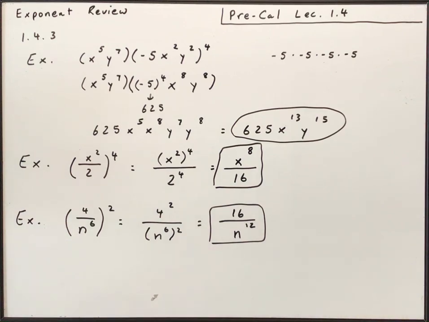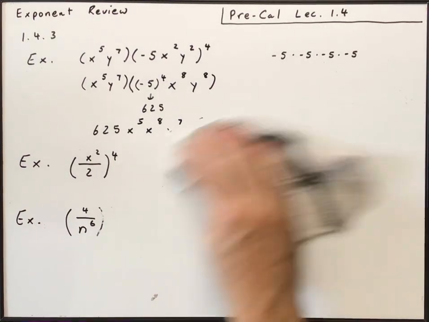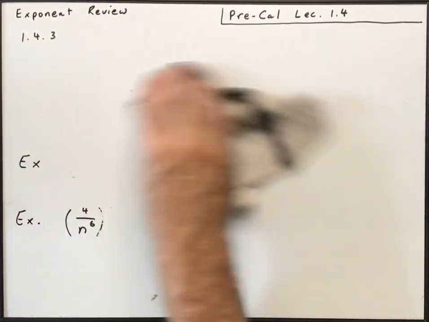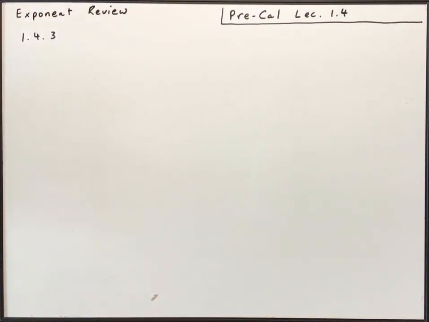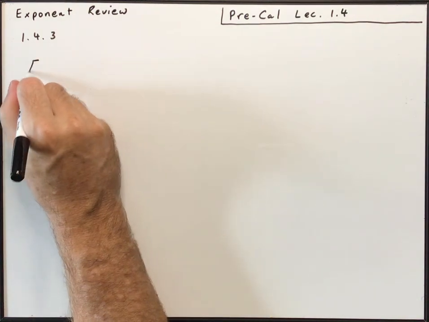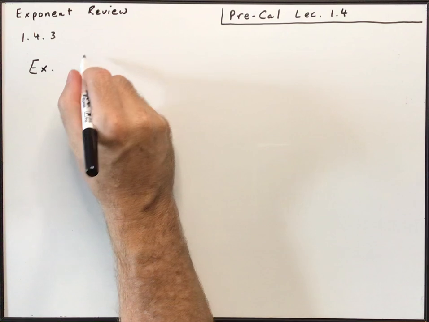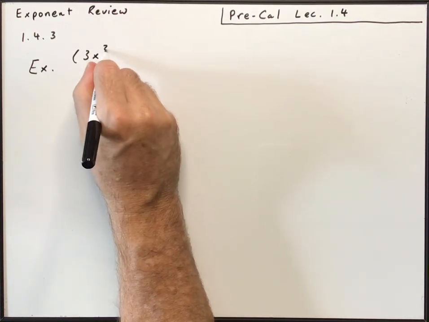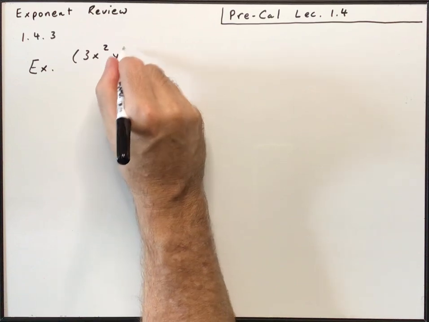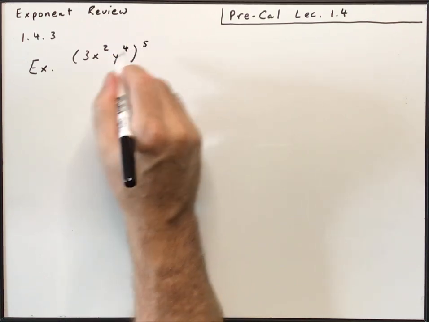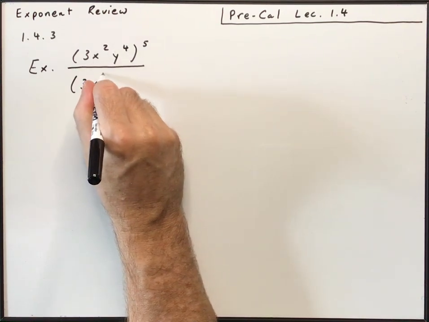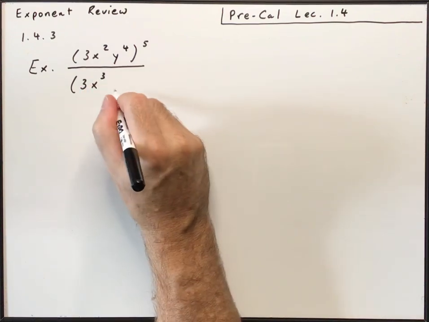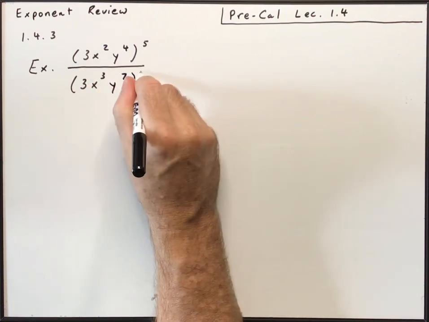All right, this next one needs a little more space, so I'm going to go ahead and erase. So we're still in 1.4.3, just giving you a lot of examples. So let's say we have 3x squared y to the 4th raised to the 5th power over 3x cubed y to the 7th raised to the 3rd power.